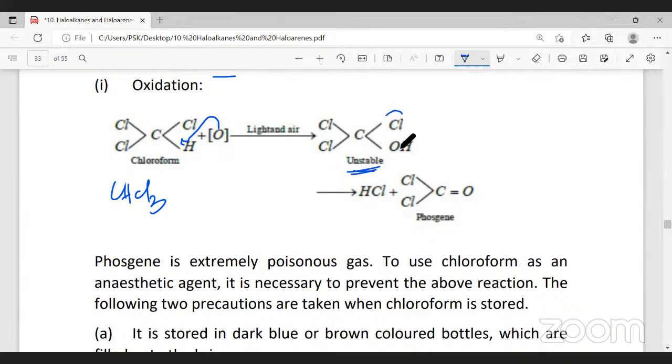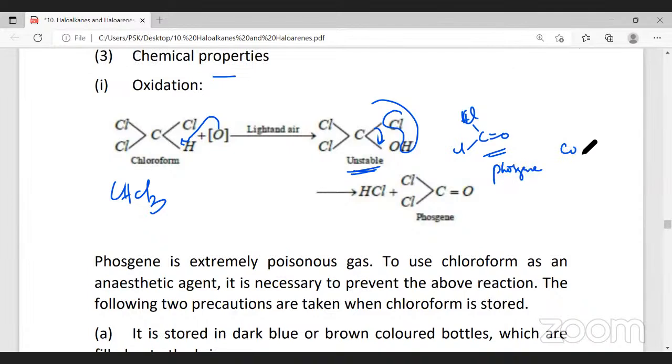What happens is this H and Cl get eliminated as HCl. When this H and Cl get eliminated as HCl, this double bond shifts between carbon and oxygen. Therefore, you get, sorry, this is chlorine, and you get a double bond. This is called phosgene. It is a poisonous gas, phosgene, COCl2. This is the molecular representation, and they've given the structure here. So COCl2 is called phosgene.